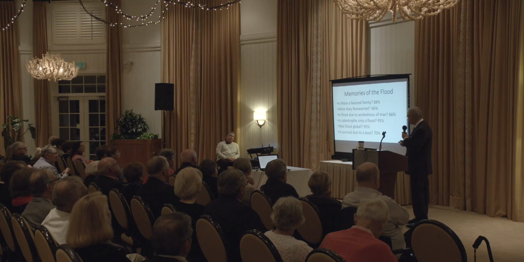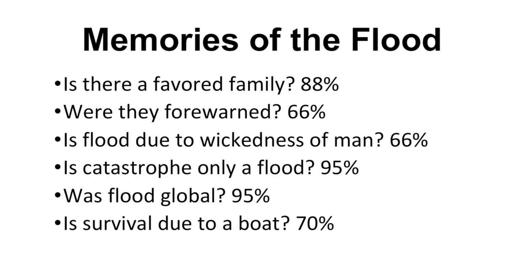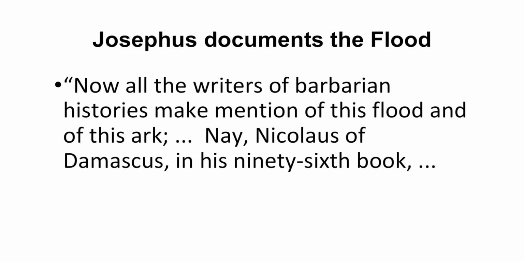So these over 300 stories, very similar facts preserved over 5,000 years. A favored family, forewarned, flood due to the wickedness of man. It's just a flood, but it was a global flood, and people survived from a boat. Over 300 stories worldwide. Let's go back to that Jewish guy, Josephus, the emperor's historian.